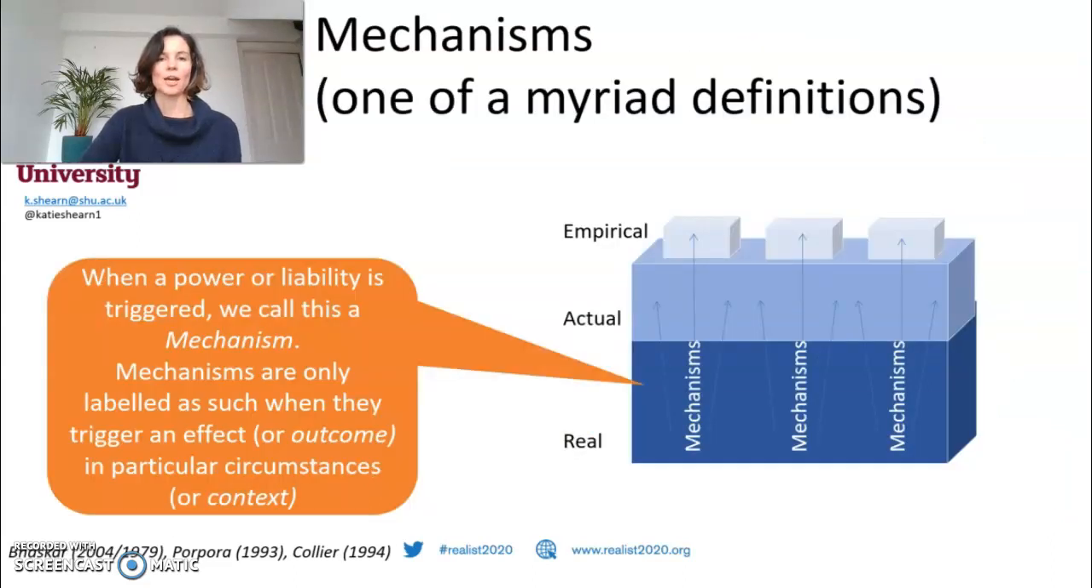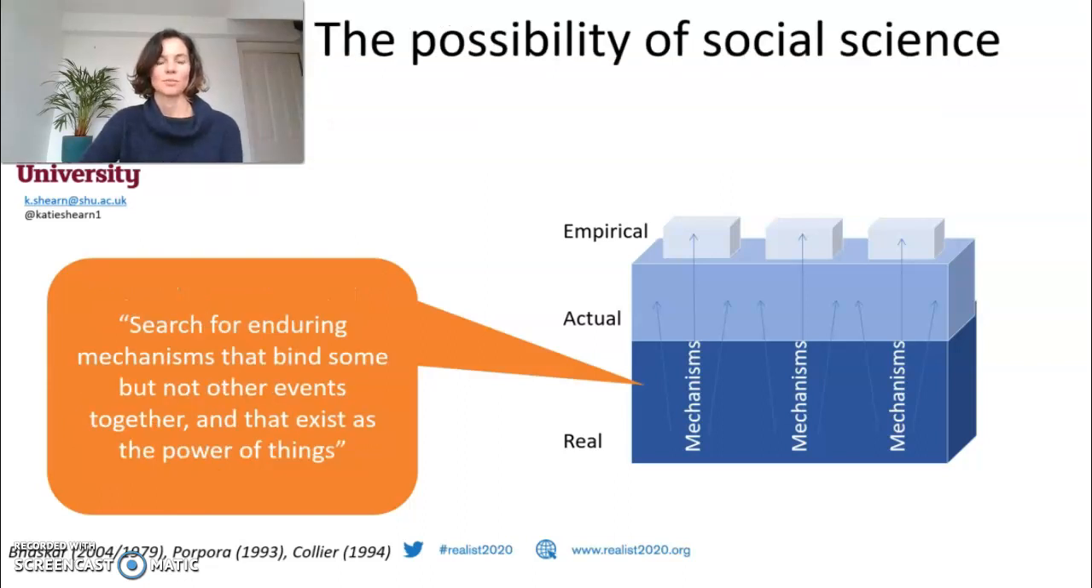So what's actually going on here? Underneath what we can observe, the empirical layer, there are real powers and liabilities that exist in entities, and when those powers and liabilities are triggered under certain circumstances, then we call that a mechanism that produces an effect. And whilst there are no universal laws that govern exactly how those mechanisms behave in all circumstances, there are patterns that emerge, and we can say that this allows for the possibility of social science.